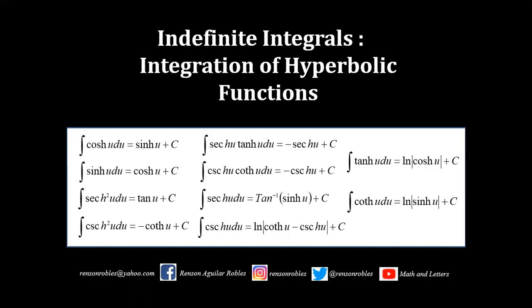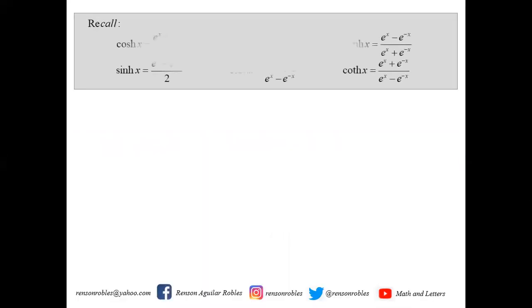Those are some of the applications of hyperbolic functions in mathematics and mathematical physics. So let's talk about hyperbolic functions and their relation to exponential functions. We know that cosh x, the hyperbolic cosine of x, is e to the x plus e to the negative x all over 2. Hyperbolic sine is e to the x minus e to the negative x all over 2.